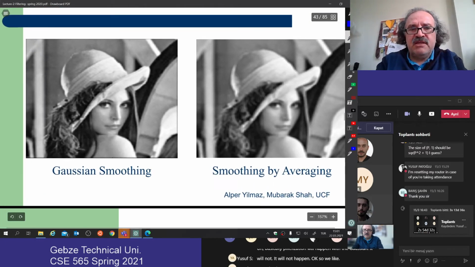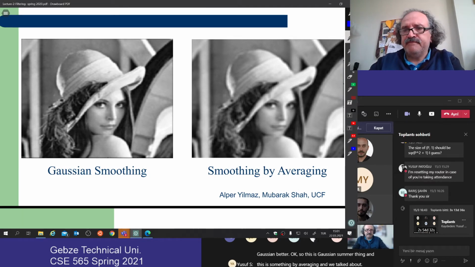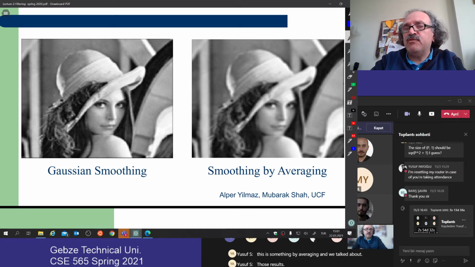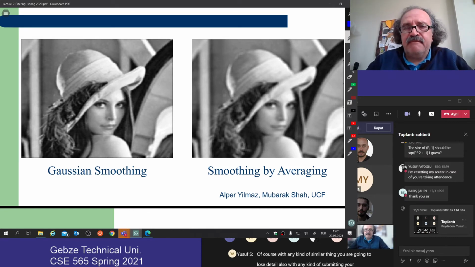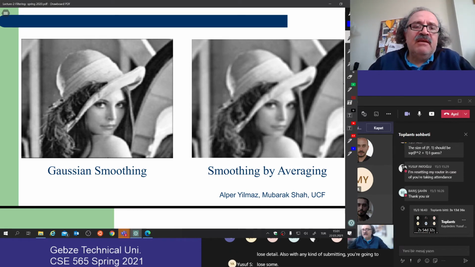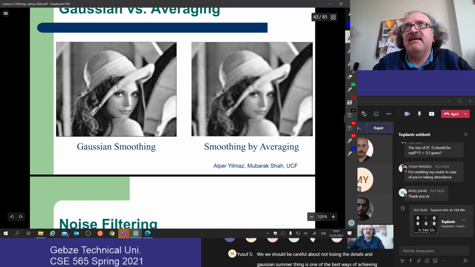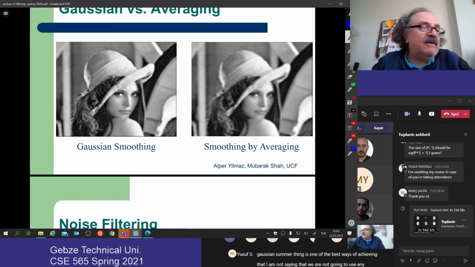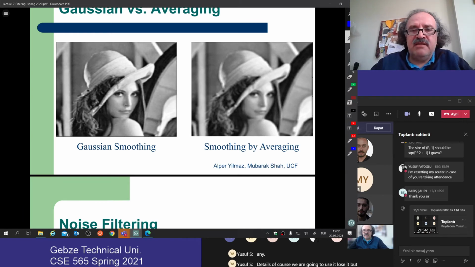So this is Gaussian smoothing, and this is smoothing by averaging, and we talked about those results. Of course, with any kind of smoothing, you are going to lose detail. Also, with any kind of smoothing, you are going to lose some noise. But while losing the noise, we should be careful about not losing the details. Gaussian smoothing is one of the best ways of achieving that. I am not saying that we are not going to lose any details. Of course, we are going to lose some, but it will be controlled.